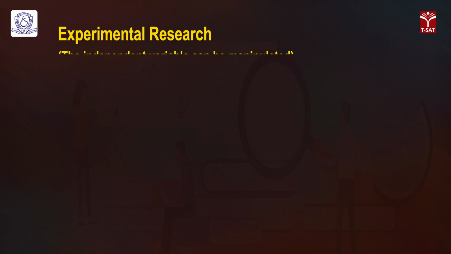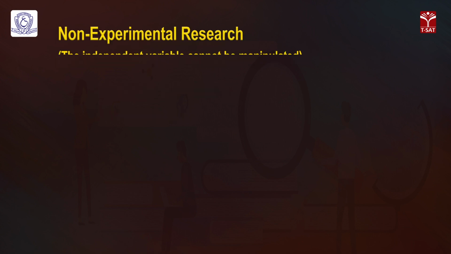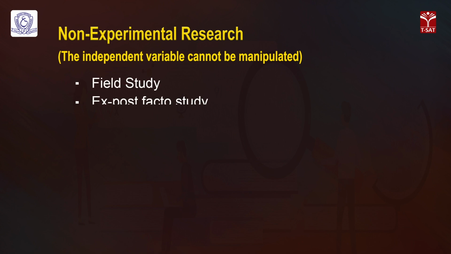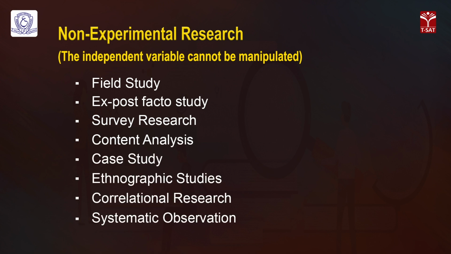Depending upon the nature of research, it can be classified into experimental and non-experimental research. In experimental research, the independent variable can be manipulated. Here we have laboratory experiments and field experiments. In non-experimental research, the independent variable cannot be manipulated. Then we have field studies, ex post facto study, survey research, content analysis, case study, ethnographic studies, correlational research, and systematic observation. Under these, let's study one method each.